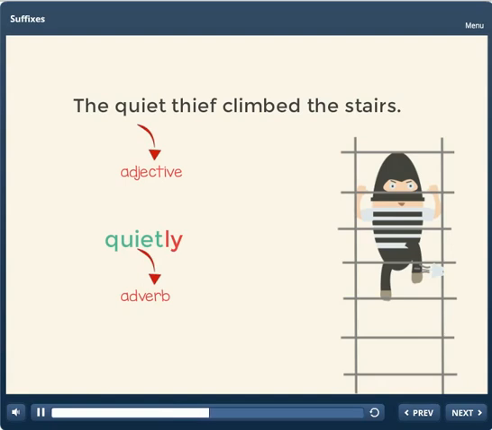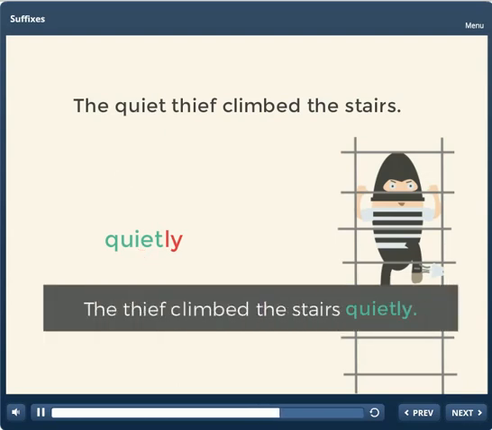Remember, adjectives describe nouns, while adverbs describe verbs. As an adverb, quietly is now used to describe the action, that is, climbed. We can rewrite the sentence as, the thief climbed the stairs quietly. Here, we changed an adjective into an adverb by adding the suffix ly to its end. In the same way, other suffixes can be added to words to change the function and meaning of the word.